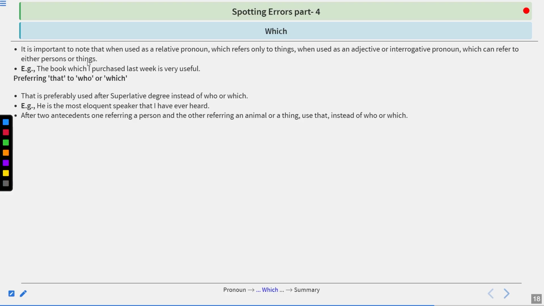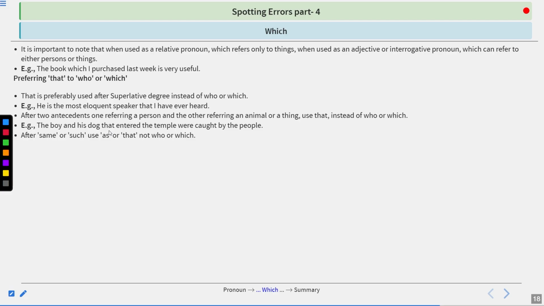So if you find antecedents in which the first one is referring to a person and the other one is referring to an animal or a thing, use that instead of who or which. The boy and his dog that entered the temple were caught by the people. So here we can't use which for the dog and boy, and who for the boy, which is a masculine one. So here we will use that. That will work for both.